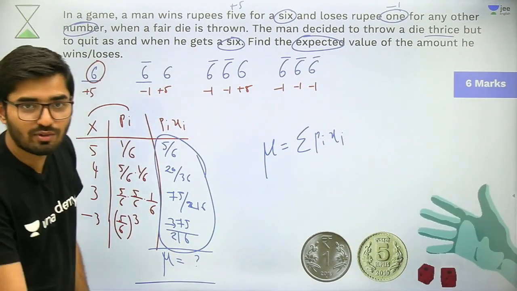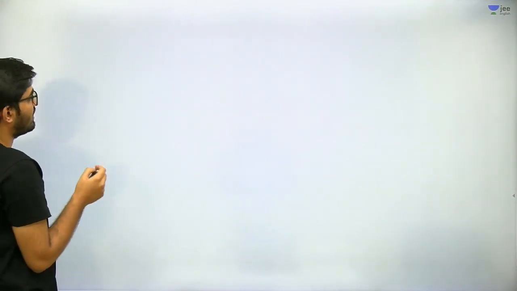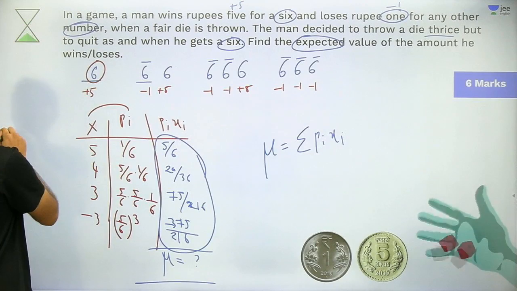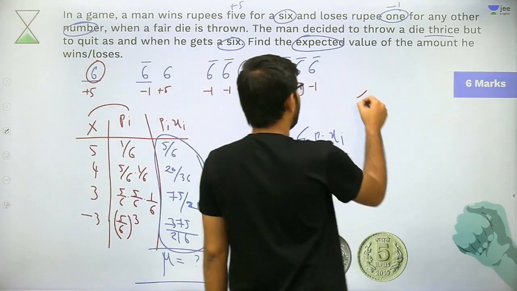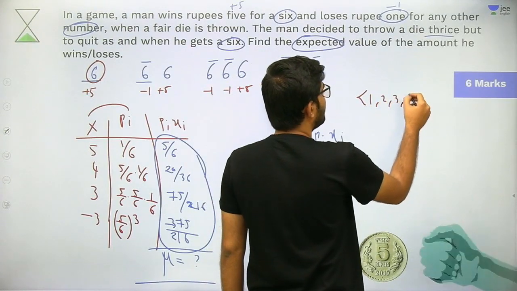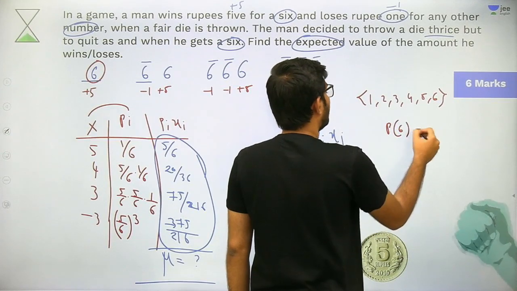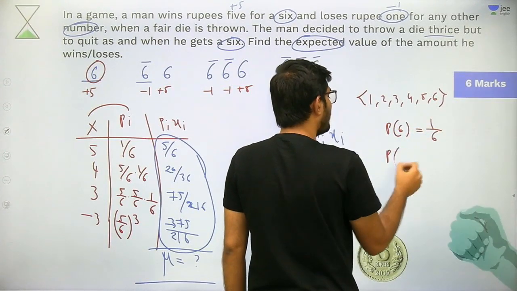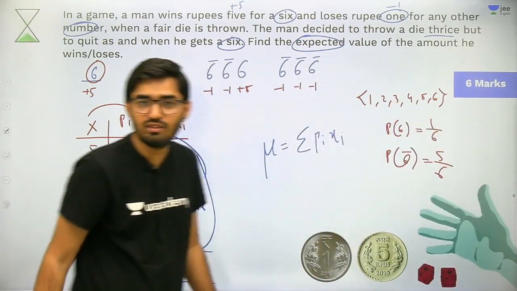Now we want to find out the probabilities. Okay, so for probabilities, he is getting a 6. What is the probability of getting a 6 if we are throwing a die? Like what are the possible numbers? 1 2 3 4 5 6. Okay, so the probability of getting a 6 will be 1 by 6, and the probability of not getting a 6 will be 5 by 6, like the remaining 5 numbers.